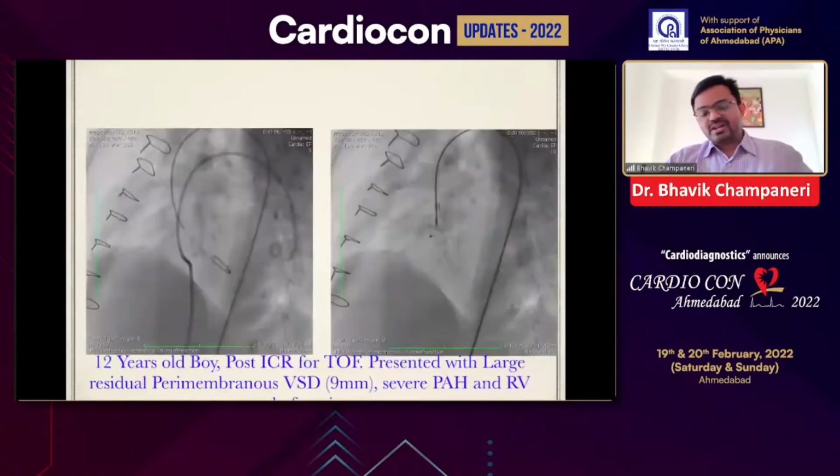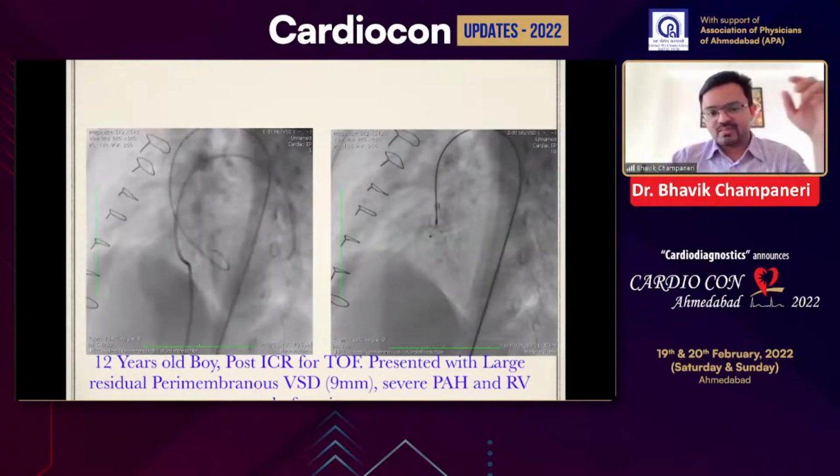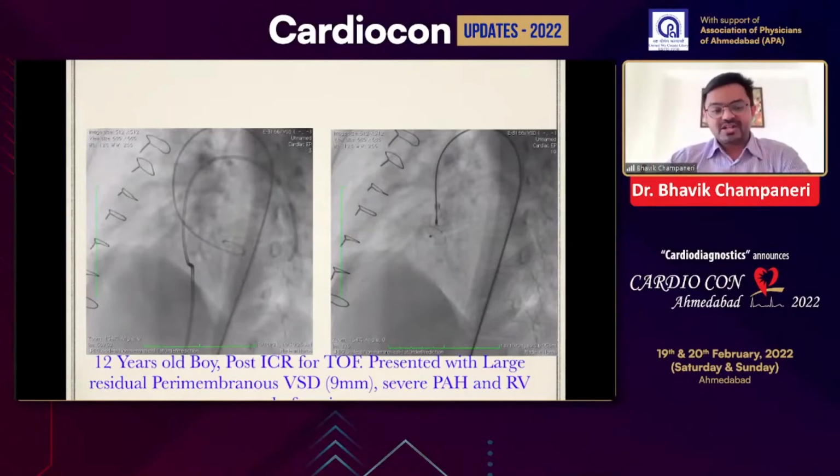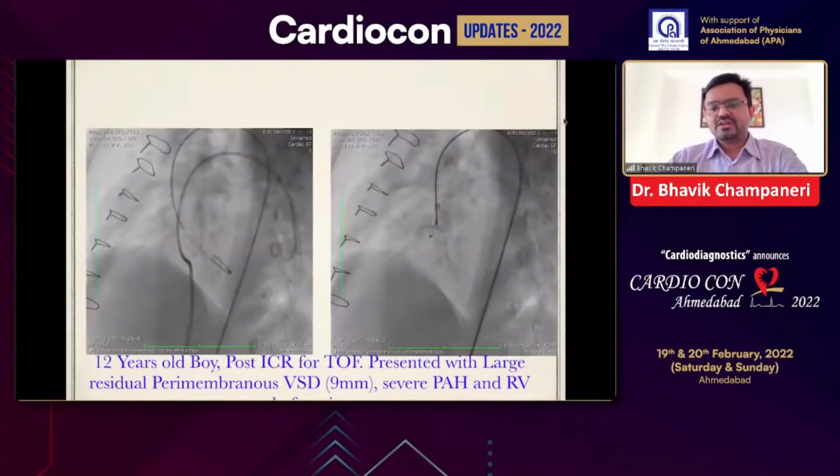I wanted to highlight another case. It's not always the surgeon who is bailing out cardiologists; cardiologists are also bailing out surgeons. This is a 12-year-old male patient who underwent intracardiac repair for tetralogy of Fallot, and he came back after 6 to 8 months with severe pulmonary arterial hypertension, right ventricular dysfunction, and a severe residual VSD of around 9 mm. After discussion with the surgeon, the patient was taken into the cath lab. He underwent VSD device closure with a 12 mm muscular VSD device.